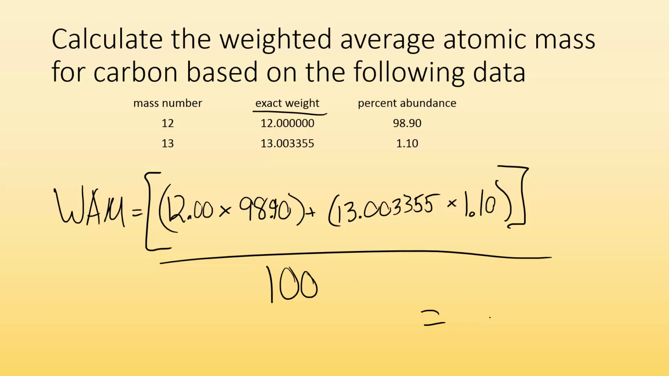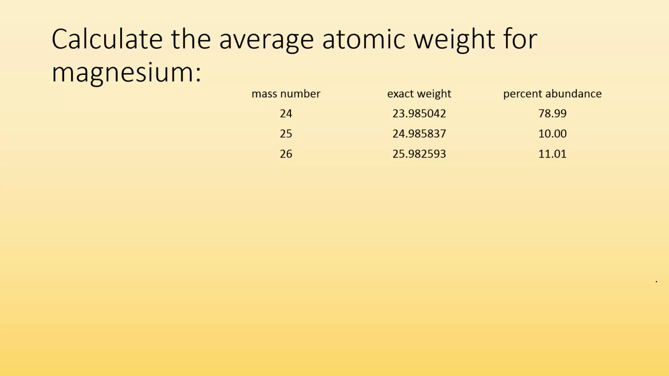And when I do that and I plug it in, I should get 12.011. It's going to be atomic mass units or grams per mole. And that is my weighted average atomic mass for carbon. Now, here's another example. It's for magnesium, and you see we have 3 different isotopes. So we should have 3 sets of brackets when we do our math.